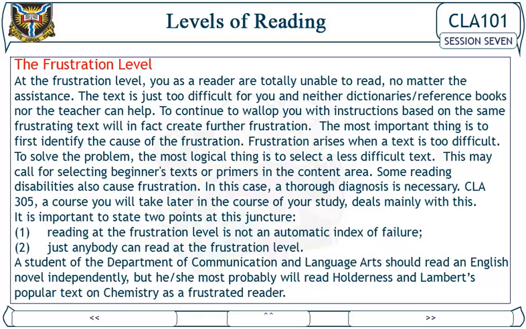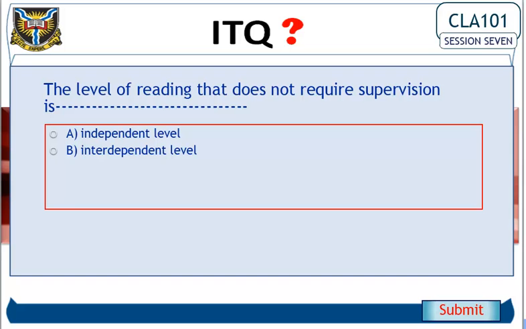It is important to state 2 points at this juncture. 1. Reading at the frustration level is not an automatic index of failure. 2. Just anybody can read at the frustration level. A student of the Department of Communication and Language Arts should read an English novel independently, but he or she most probably will read Holderness and Lambert's popular text on chemistry as a frustrated reader.